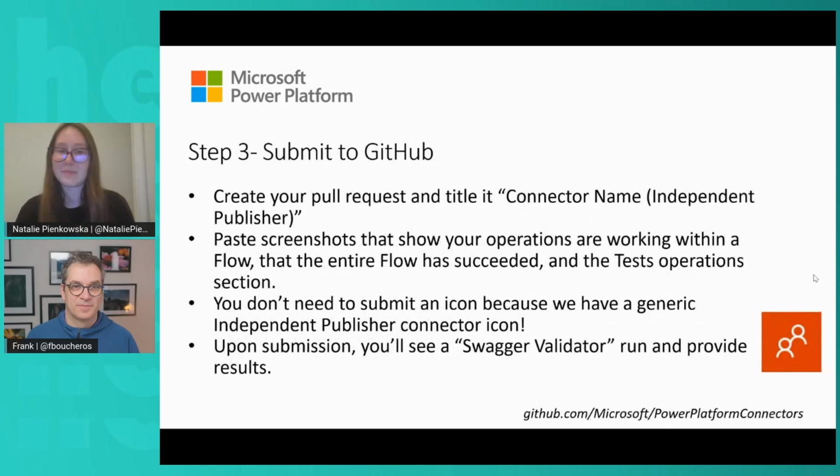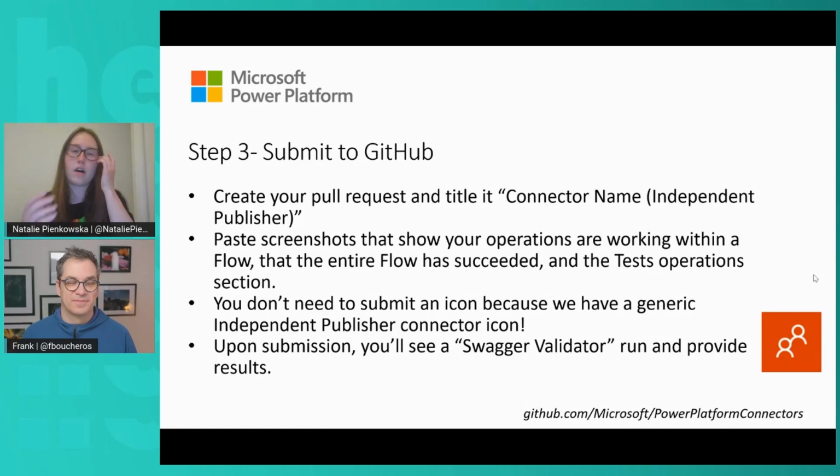And then you submit to GitHub, right? So you create your pull request, you title it, if it's Etsy, independent publisher, paste screenshots to show that it works, because we want to make sure that we get the heads up even before we start doing our verification, so there's not too much back and forth. And you don't need to submit an icon.